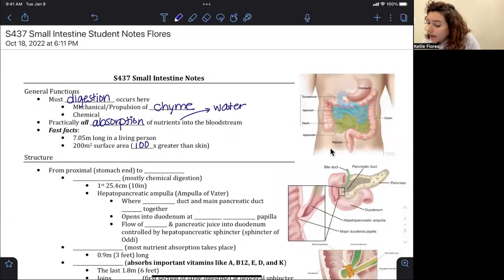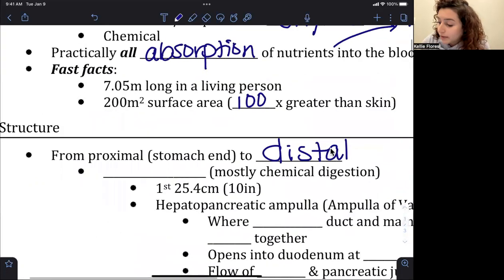So the structure of the small intestine from the proximal or stomach end to the distal end. Starting at the stomach end, first we start with the duodenum.